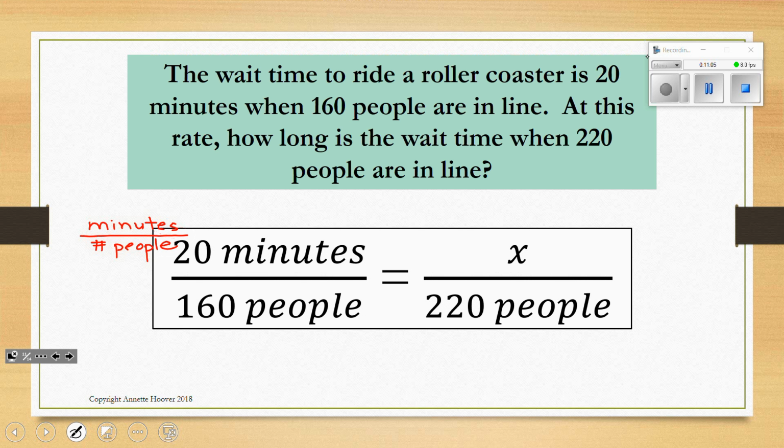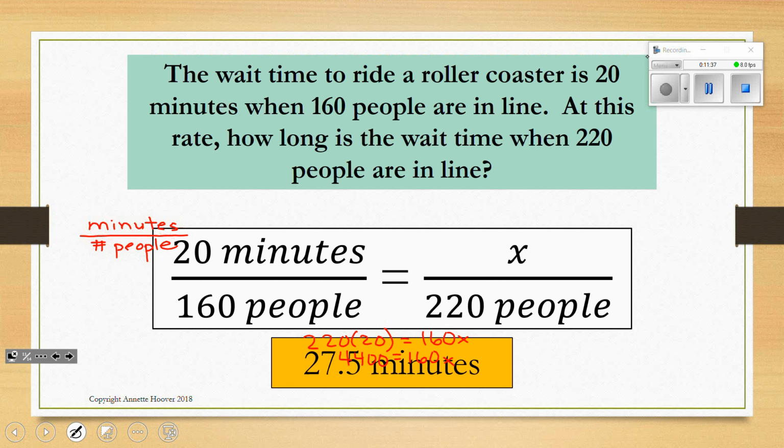The second one, it says how long, so we're looking for the time on the second ratio, and there are 220 people in line, so that goes on the bottom. So now we know we are multiplying 220 times 20 on one side of the proportion, and then 160 times x on the other. So now we multiply 220 times 20, which gives us 4,400, and we're going to divide that by 160, and it's going to give us 27.5 minutes.